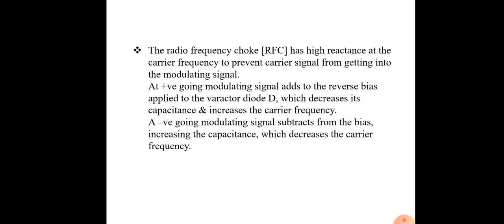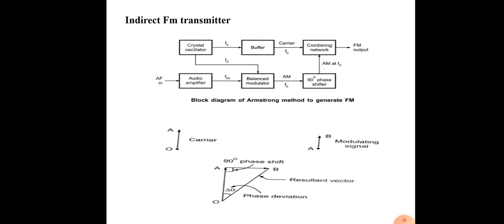Okay, so here the positive voltage of the modulating signal adds to the reverse bias applied to the varactor diode, and it decreases the capacitance and increases the carrier frequency. And if the negative voltage of the modulating signal comes, it subtracts. So positive voltage means add and negative voltage means subtract from the bias. So it increases the capacitance and decreases the carrier frequency.